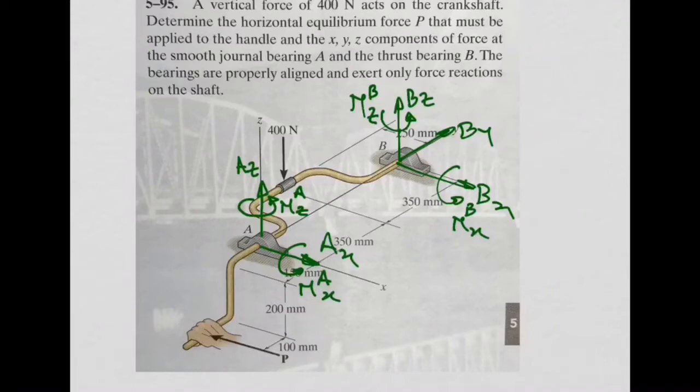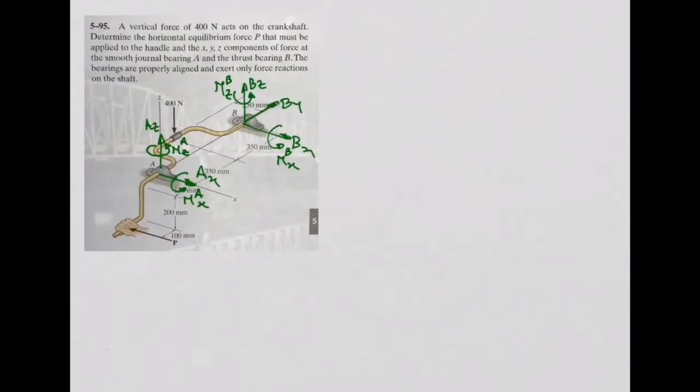Okay, so next step now is going to be, so we have everything. We have the crankshaft, we have the external forces, this 400 newtons, and this force P, which is unknown. And we have the reactions, we have a coordinate system, so we have our free body diagram. The next step is the construction of the equivalent system force moment.